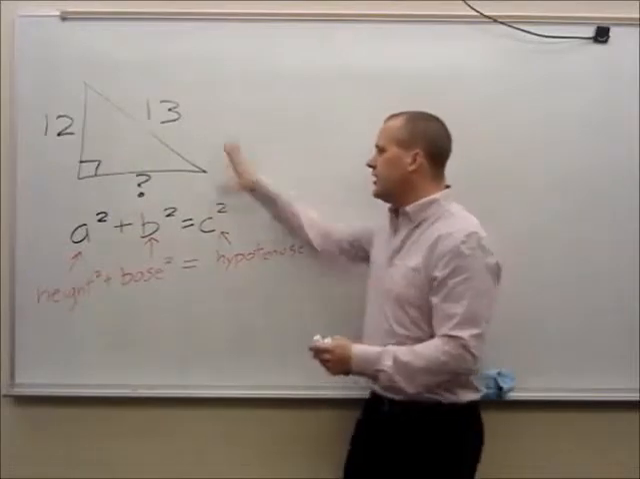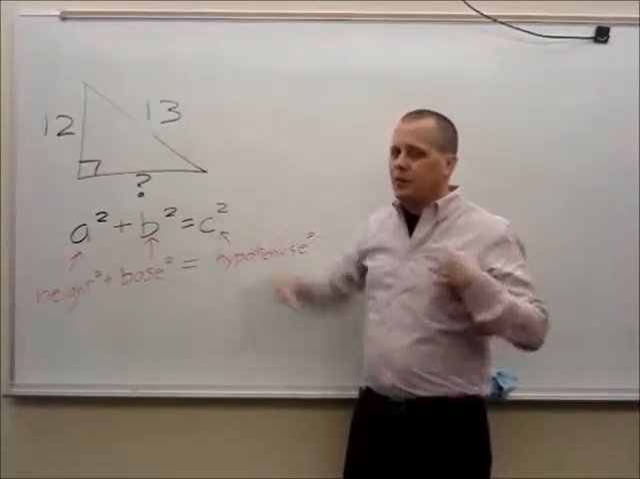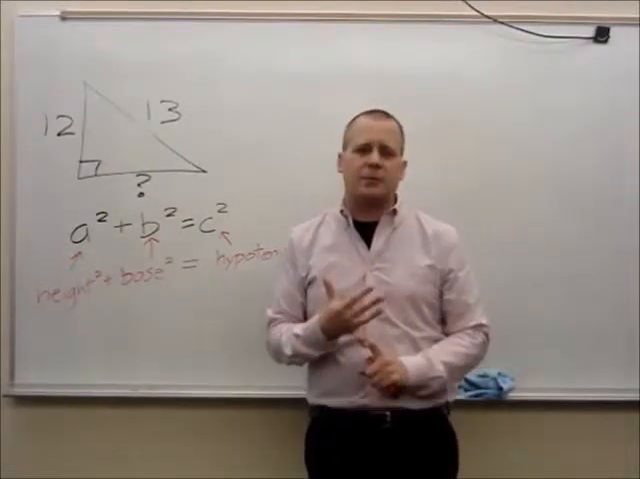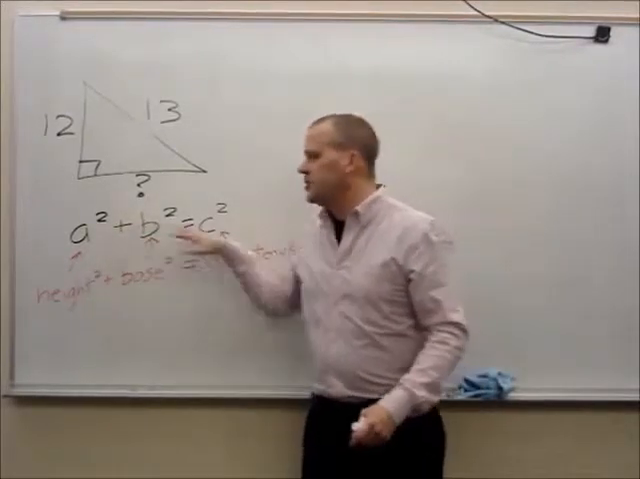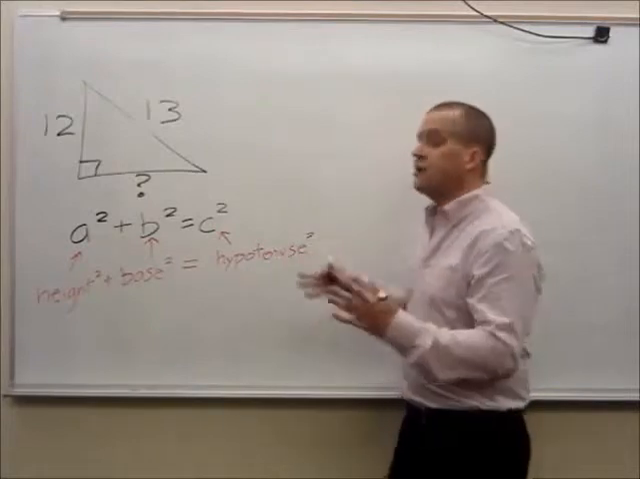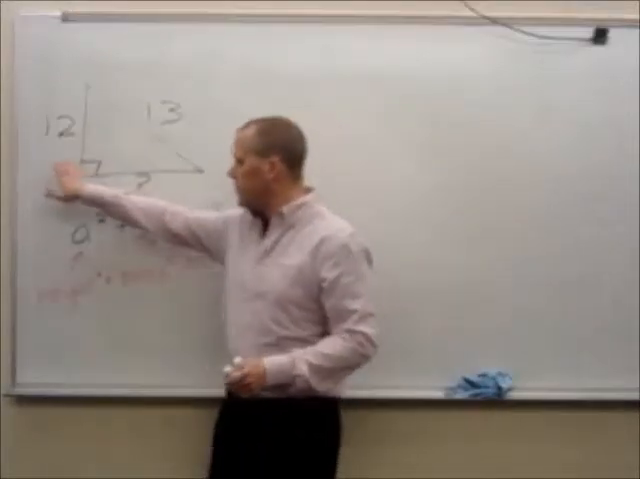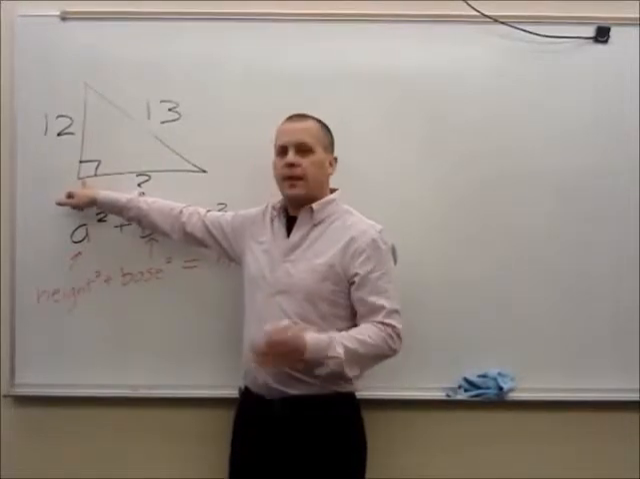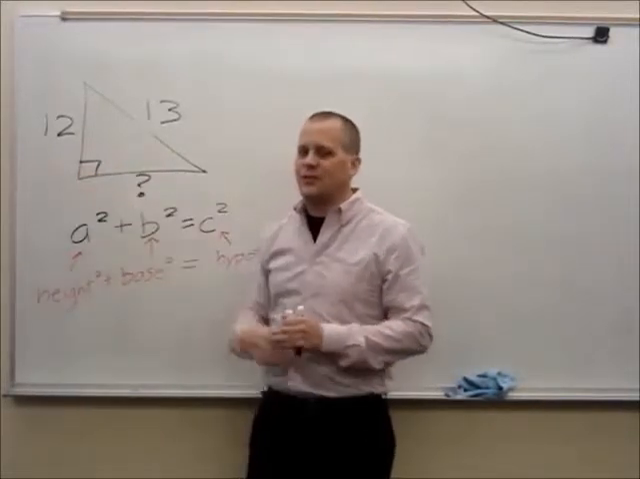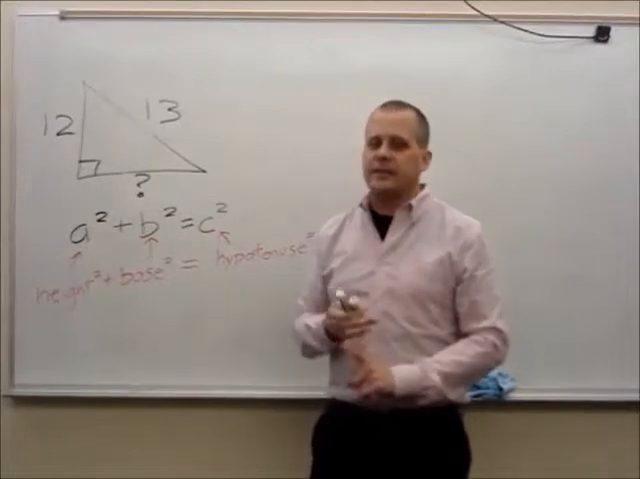Now, here's what I need to do. I've got this right triangle. What I really need to do is label the sides. I need to figure out what I have so I can start to substitute. So if I look at this triangle, I see that my right angle is right here. And it's a right angle. Why? Because of this little symbol, which means it's a 90-degree angle.